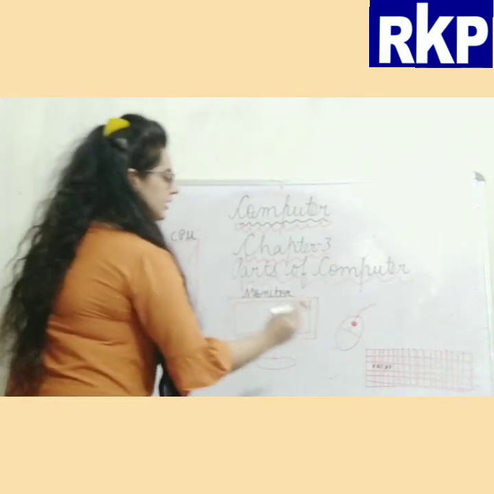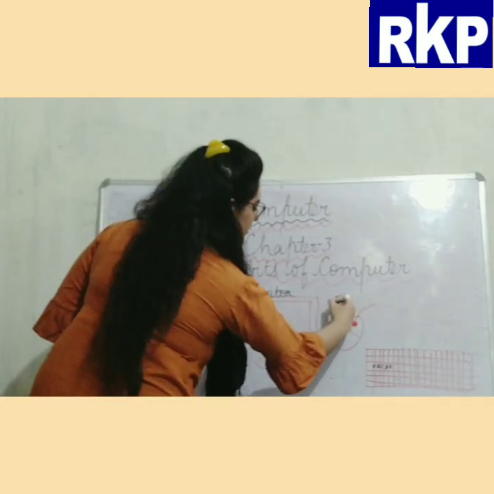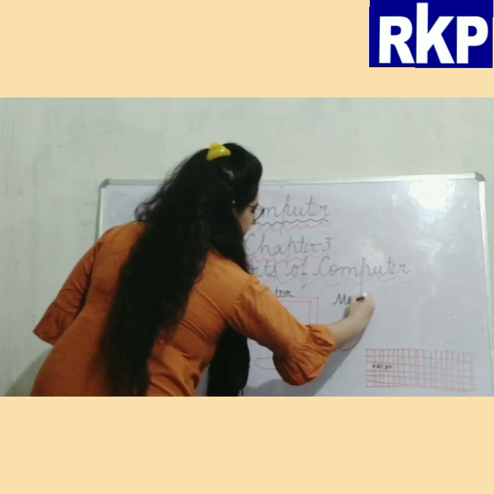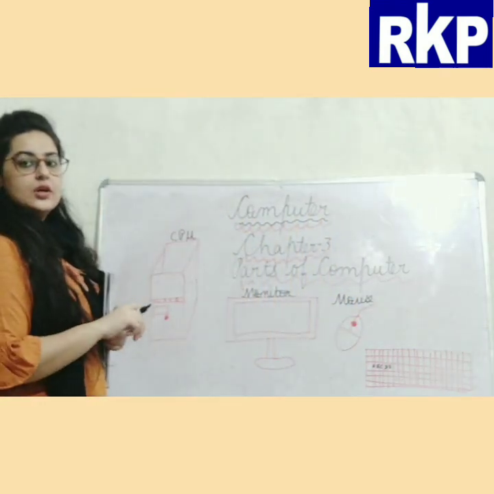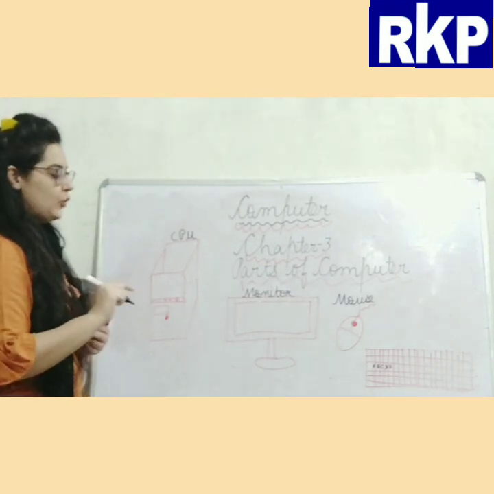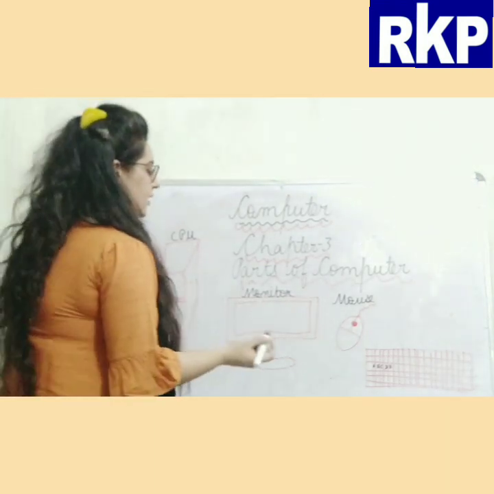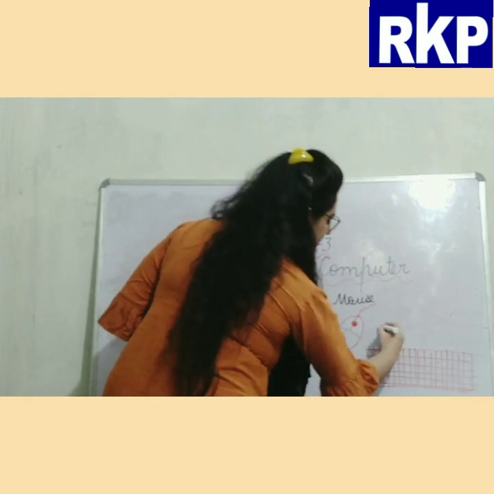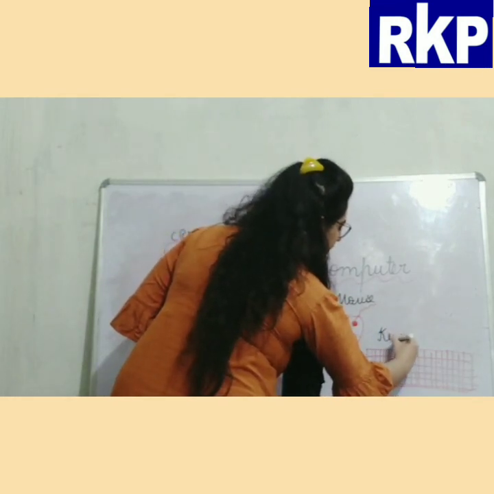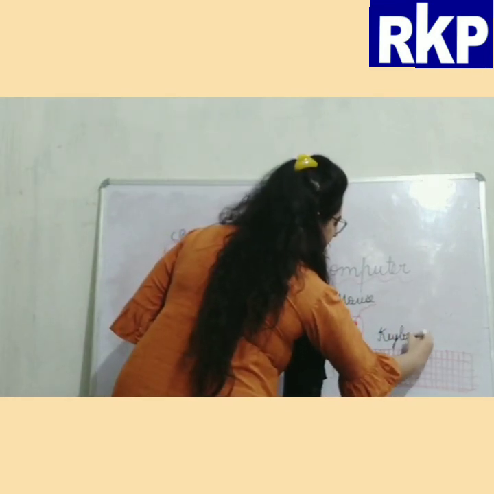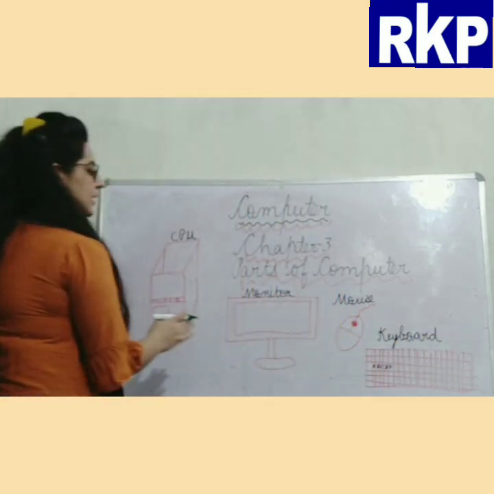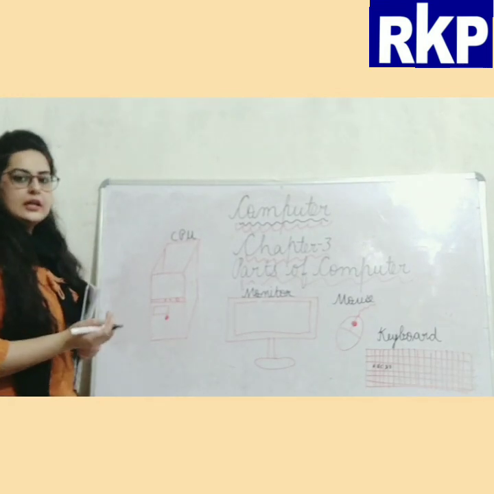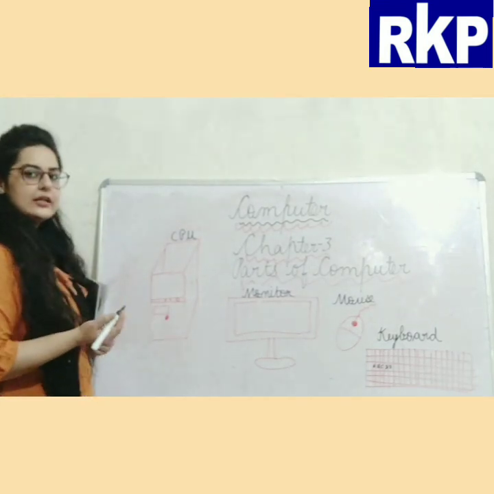Okay. Next is mouse. This is mouse. It helps to move the pointer. Okay. Next is keyboard. This is keyboard. Keyboard helps to type anything on the computer. Okay. So these were the main parts of computer. We will read about them in detail later in this chapter.